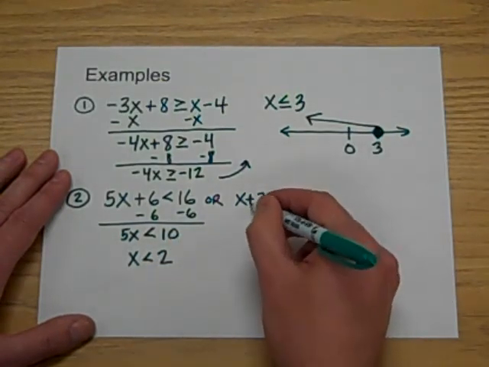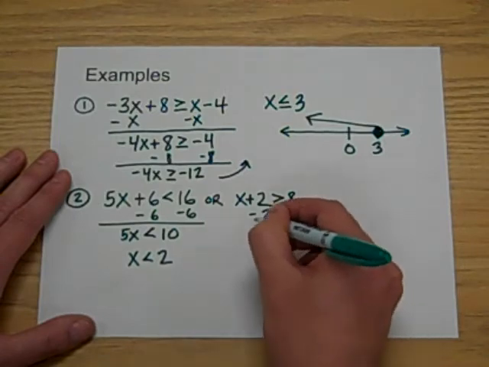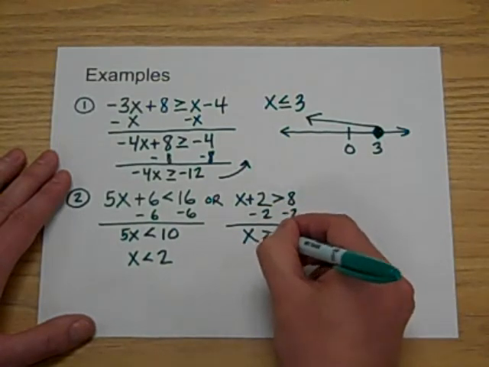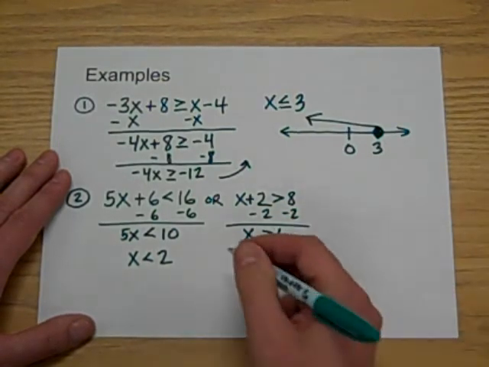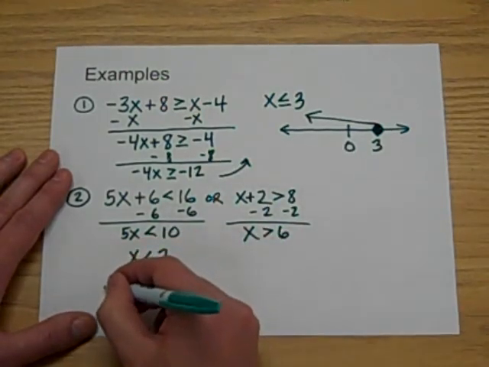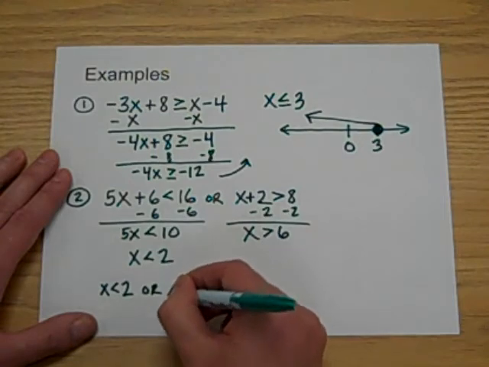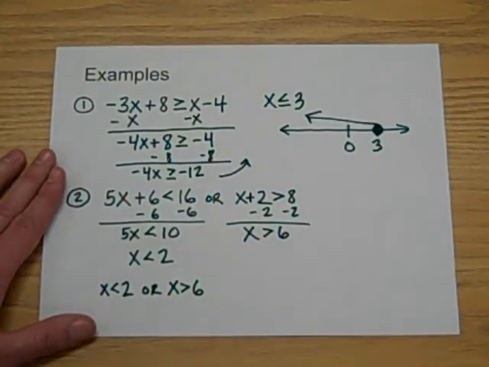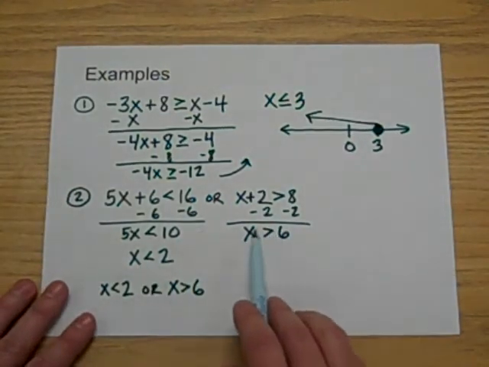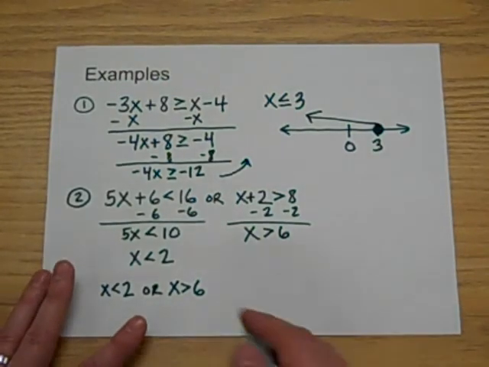Now over here on this side, I want to subtract 2 from both sides. So I have x is greater than 6. Now I'm going to put them together. So my solution is x is less than 2 or x is greater than 6. So I just brought these two inequalities down, put the word or between them, and that's my solution.